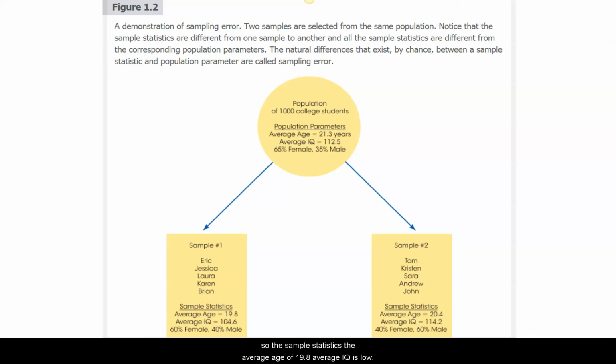So the sample statistics: the average age of 19.8, average IQ is lower, and only 60% female. On the second sample, you can see it's a different average age. 20.4 is still lower than the population. The average IQ is a little bit higher than the population. In this case, it's 40% female, or 2 out of 5. So it can't be perfect. And sometimes we get sample errors that just don't look like the population.